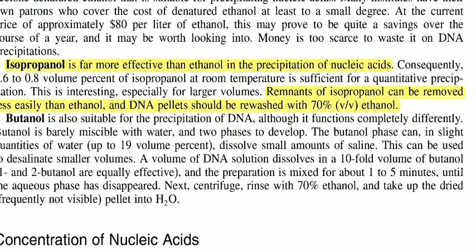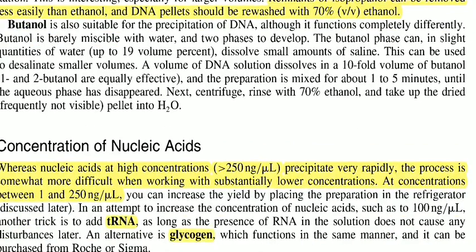Isopropanol is more effective than ethanol in precipitation of nucleic acids, but it cannot be removed as easily as ethanol. DNA pellets should be rinsed with 10% ethanol, so it's not good to use isopropanol, though it has very effective precipitation, because the later process that we use to remove the alcohol from the DNA is more difficult than when we use ethanol. Similarly, butanol is not commonly used, but it has some specific purposes.